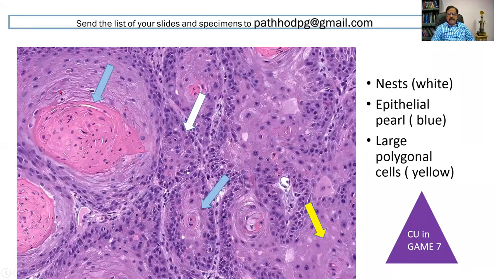And a slide for description. Look at the large nests of these tumor cells. The white arrow is the nest over here, and the blue arrow points out the epithelial pearl. In the examination, one such focus will be kept, and you can straight away make a diagnosis by means of the epithelial pearls. And here I am finding the yellow one is large polygonal cells. So this is a slide of squamous cell carcinoma. Absolutely no difficulty, and you can even answer it in the examination.